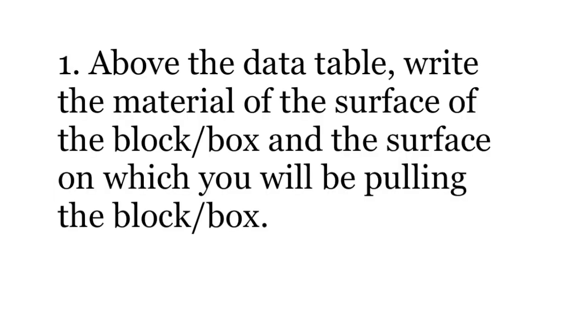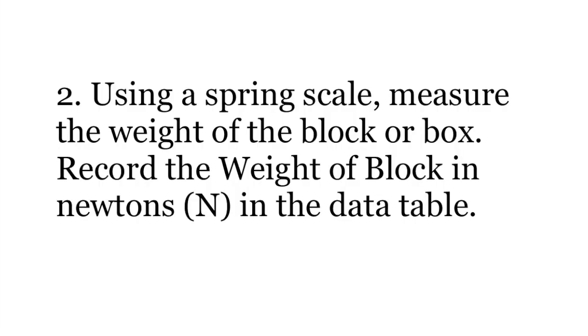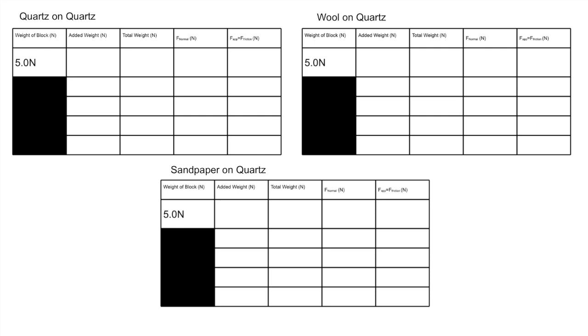Step 1. Above the data table, write the material of the surface of the block/box and the surface on which you will be pulling the block/box. An example of step 1 can be seen here. Step 2. Using a spring scale, measure the weight of the block or box and record the weight of the block in newtons in the data table. An example of each block being measured can be seen here. An example of step 2 can be seen here.